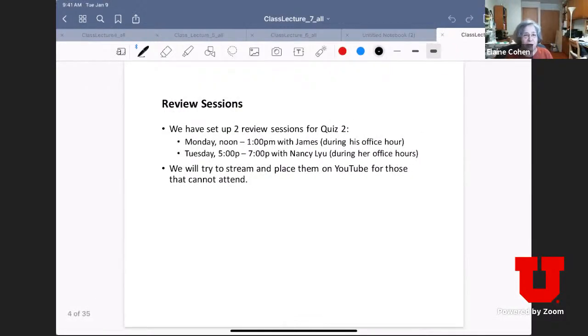Review sessions. We've set up 2 of them, and this time they're at different times. There's Monday from noon to 1 o'clock. That's just a 1-hour review session, and that's with James during his office hours. Look up when you want to go to it, go to the weekly office hour calendar and look up his Zoom link and the password. The other one is Tuesday from 5 to 7, and that's with Nancy. You also have to look her information up.